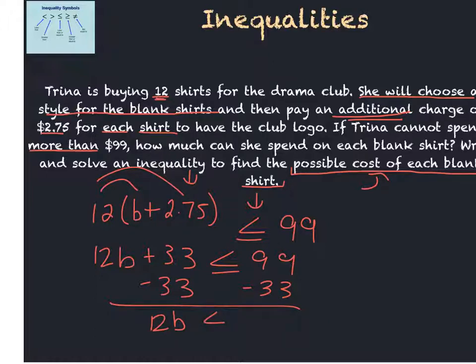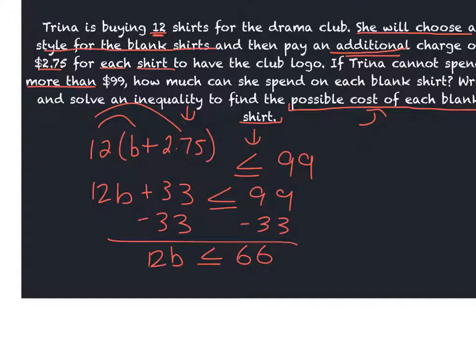And I'm doing this part rather rapidly, but feel free to pause it or slow down the speed of the video. But this is something that we've done extensively, so you should know how to solve inequalities already. And then we divide by 12 on both sides, and if you do that, you get your answer, which is b is less than or equal to 5.5. Okay, so she can't spend more than $5.50. Or in other words, she can spend exactly $5.50 or lower.